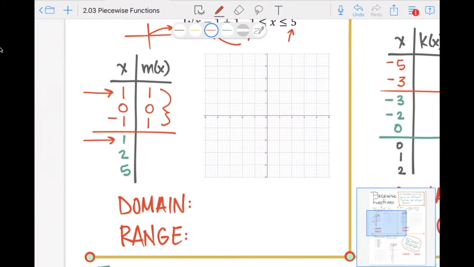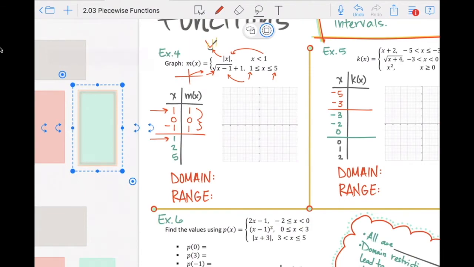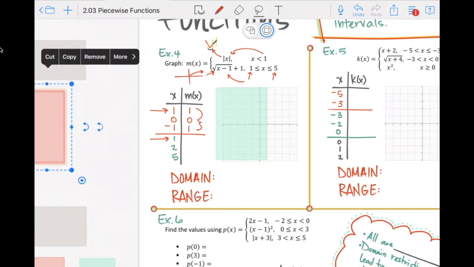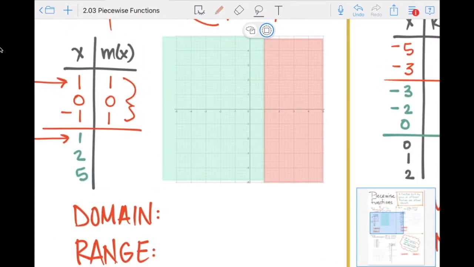So let's go ahead and I'm going to highlight our areas again with boxes. So x is less than 1. So for absolute value of x, I'm going to do everything in that blue area. And then for the square root part of the piecewise function, we're going to go from 1 to 5. Okay, and I'm going to show that this one keeps going by putting an arrow.